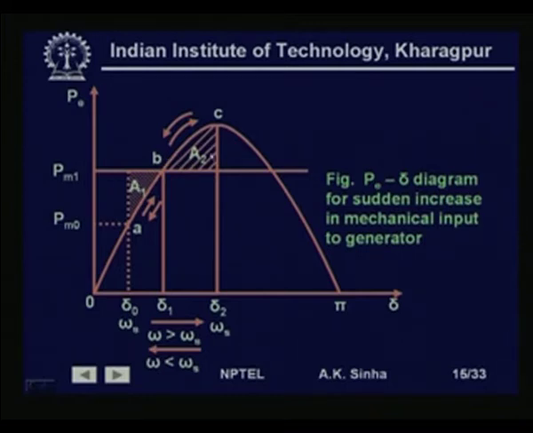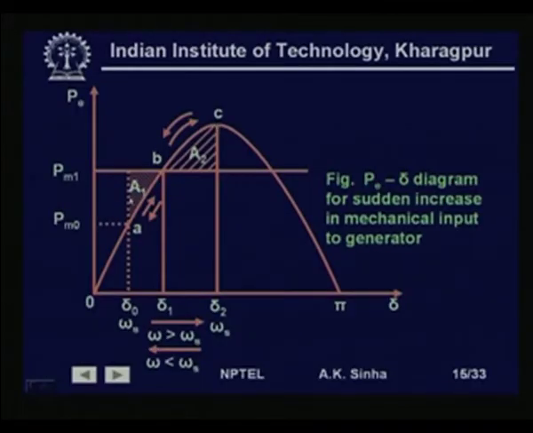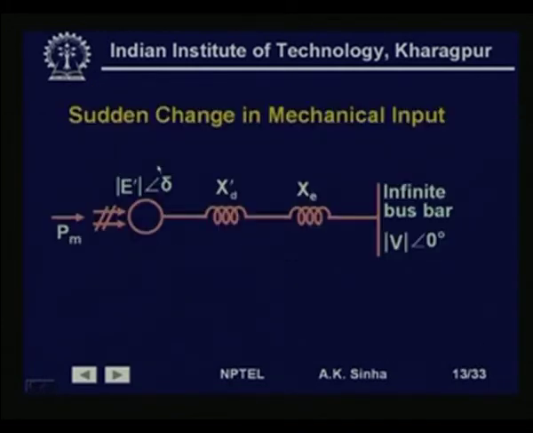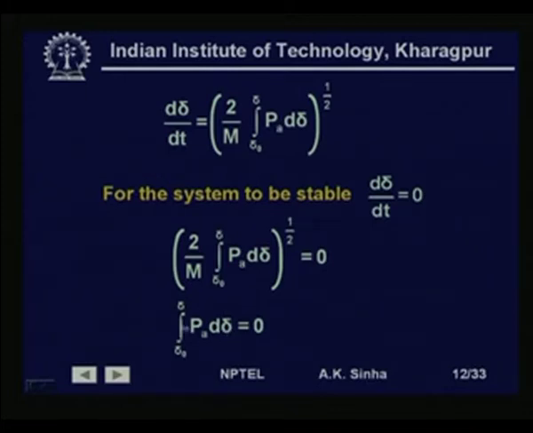So, this is accelerating area, this is decelerating area, and if accelerating area is equal to decelerating area, then we will get d delta by dt is equal to 0, that is, we have reached the synchronous speed at this point C. So, what we find is, for the system to be stable, the accelerating area available must be equal to decelerating area, that is, accelerating area A 1 should be equal to decelerating area A 2, and if that happens, then this P A d delta integral is equal to 0, because A 1 plus A 2 is the total area, but A 2 is negative. So, A 1 minus A 2 is equal to 0 in this case, that is, A 1 is equal to A 2, then we get this P A d delta integral is equal to 0.